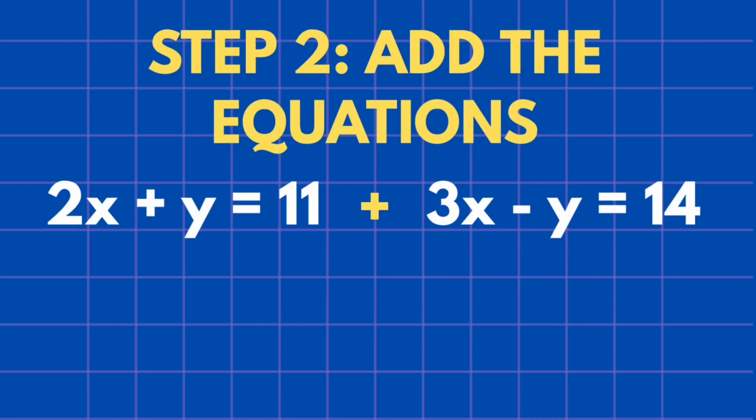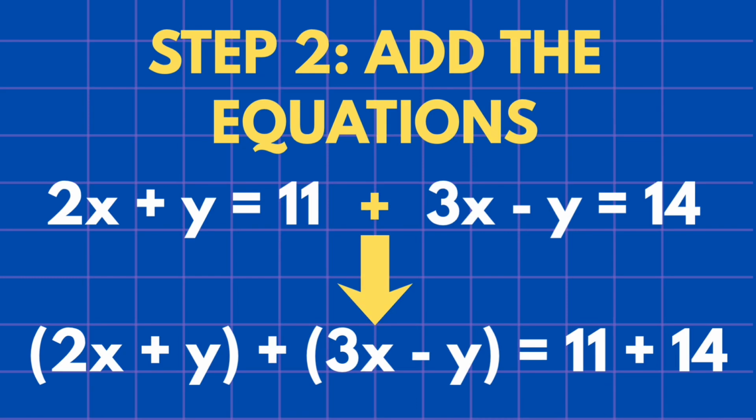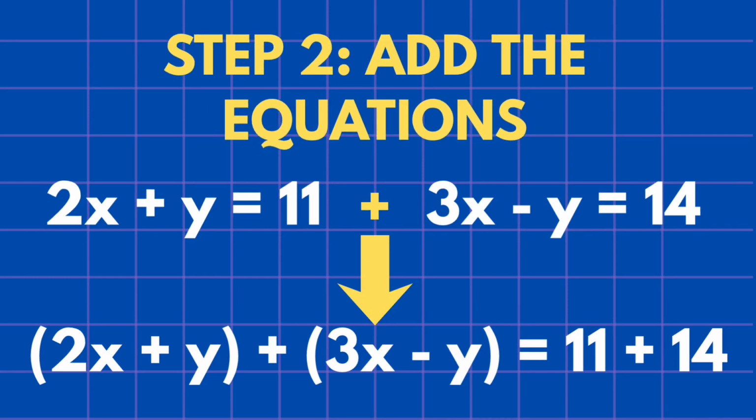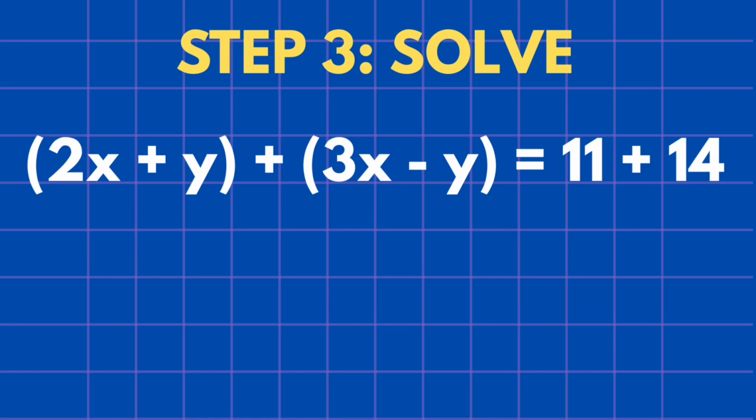Step 2. Add. We can add both equations together to get y plus 2x plus 3x minus y equals 11 plus 14. Step 3. Solve. We can see that the y values cancel out again because they are opposites, leaving us with only one variable to solve for.